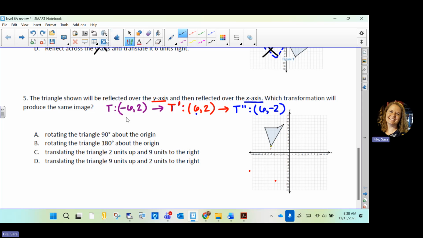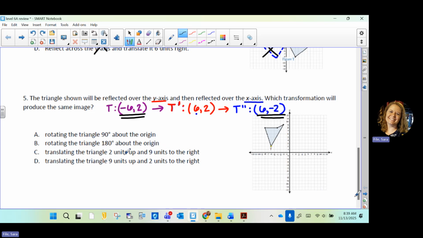Okay, as I was saying, I'm looking for which of these other choices, A, B, C, or D, would get us from here to here. So you would go look at the rules. This says rotate 90 degrees, rotate 180 degrees. They didn't even specify a direction, so we need to check both clockwise and counterclockwise. For 90 and then 180, it doesn't matter because 180 clockwise or counterclockwise gets you to the same place.